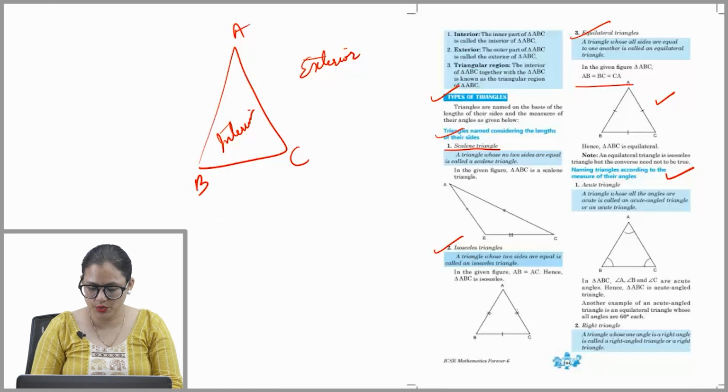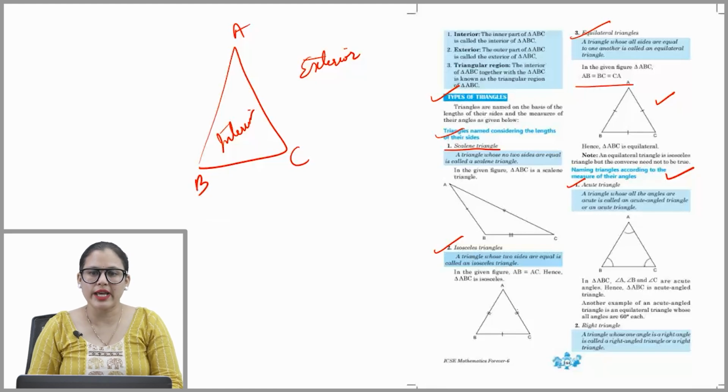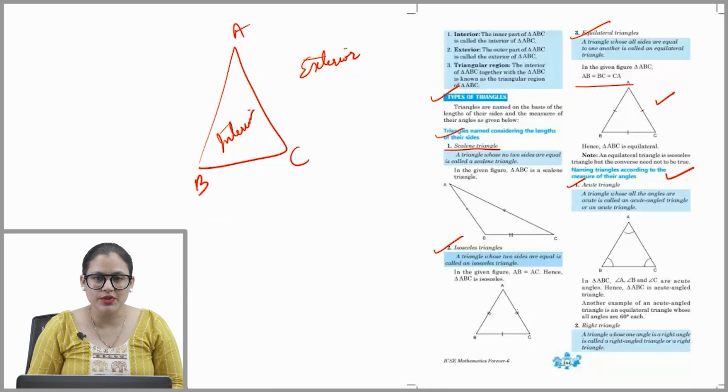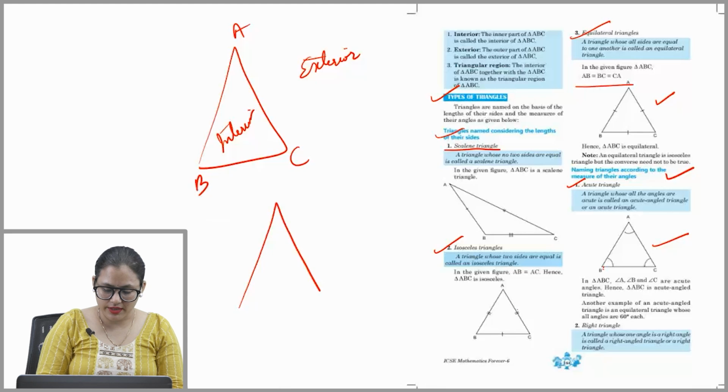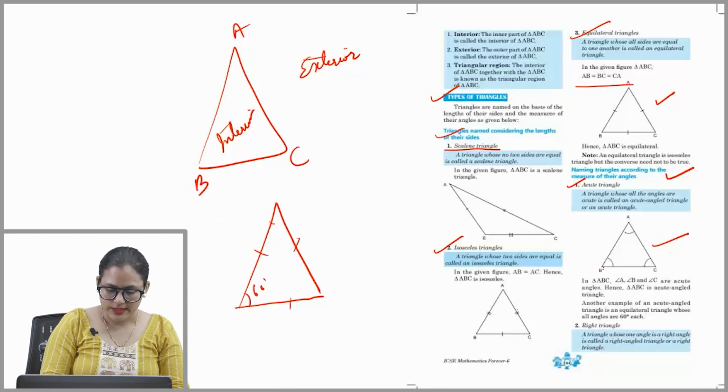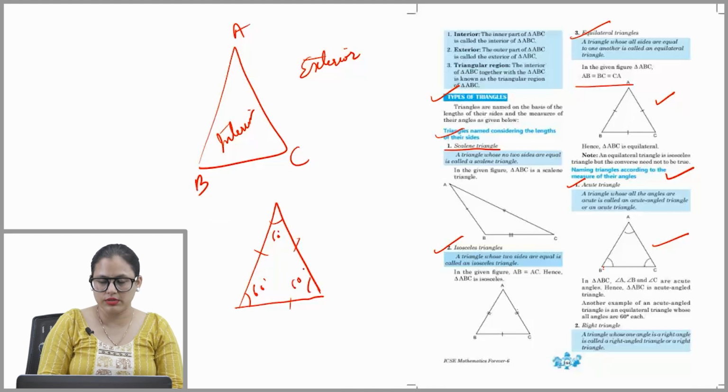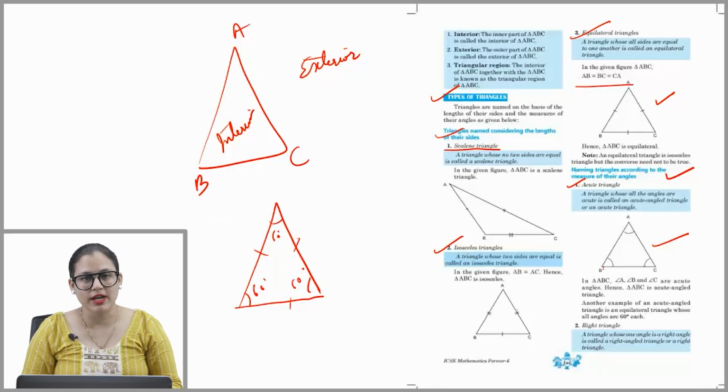Number 1, acute triangle. A triangle whose all angles are acute, meaning less than 90 degrees, is called an acute angle triangle or an acute triangle. For example, all these angles, angle A, angle B, angle C, are acute. Another example of an acute angle triangle is the equilateral triangle, whose angles are all 60 degrees each. An equilateral triangle has equal sides and equal angles also, 60 degrees each. So an equilateral triangle is also an acute angle triangle, right?